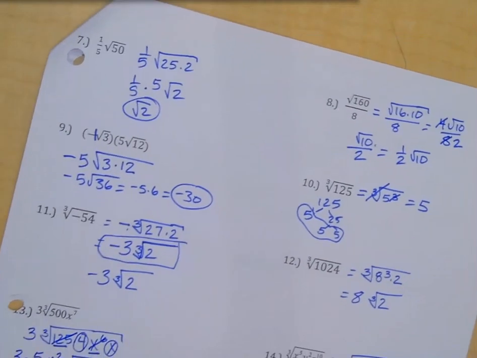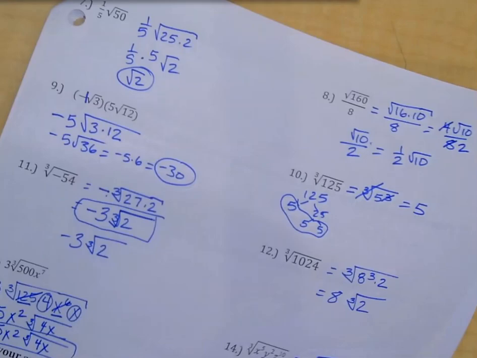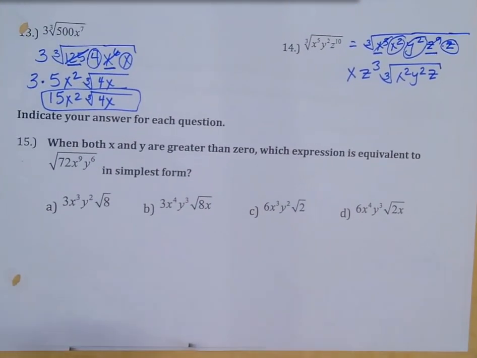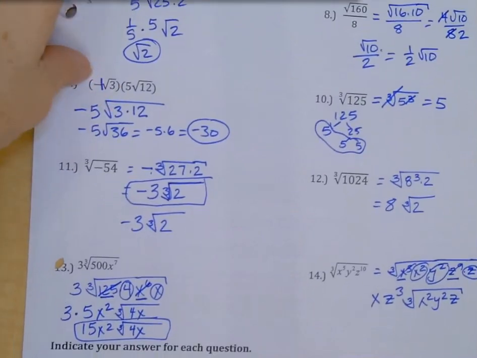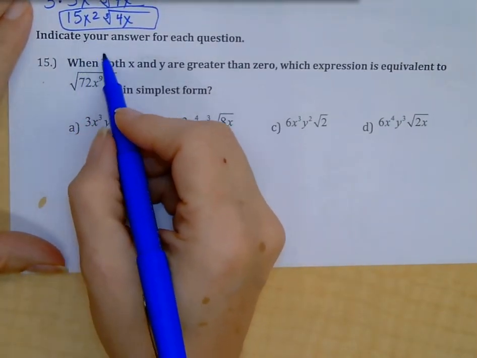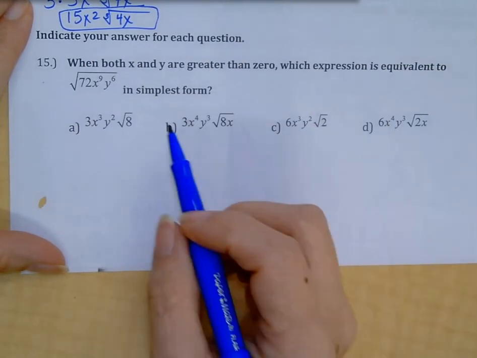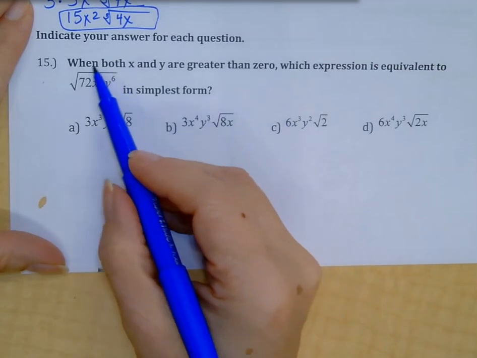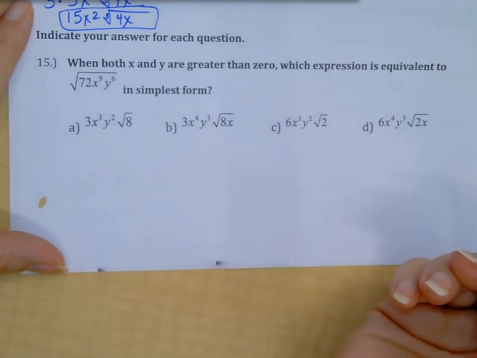All right, we are working on a lot of stuff. I'm going to try to get everything else done in this same video. Let's see how it goes. Okay. So it just says indicate your answer for each question. When both x and y are greater than 0, which expression is equivalent to this guy in simplest form?